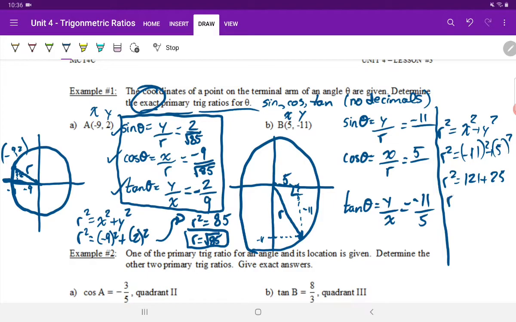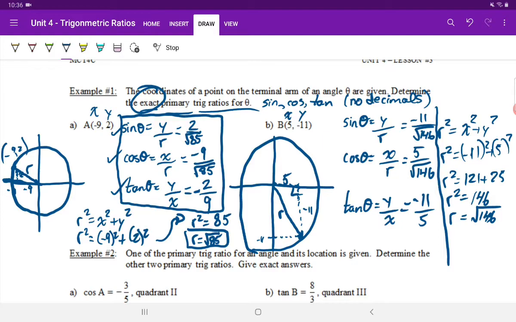And you get r squared equals 146. The square root, leave it as the square root of 146. And so now you come here and you write square root of 146 as our r.